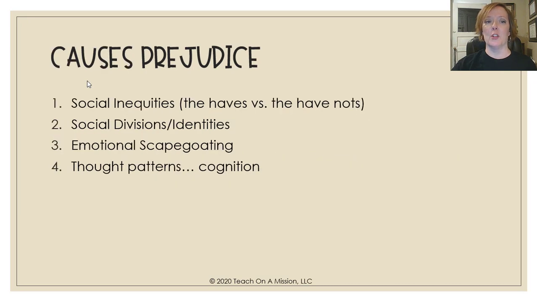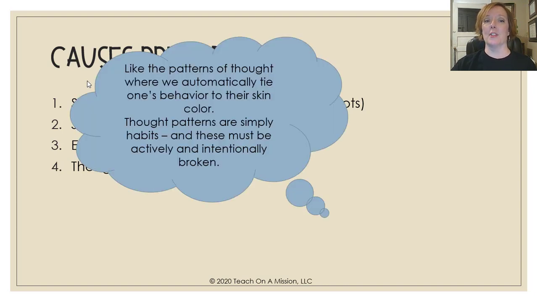Causes of prejudice can include social inequities, the haves versus the have-nots, social divisions and identities, emotional scapegoating, and then thought patterns, or how we experience cognition. Like the patterns of thought where we automatically tie one's behavior to their skin color. Thought patterns are simply habits, and these must be actively and intentionally broken. So this isn't something that just happens. This isn't something that just changes over time. There has to be an active, intentional intervention for these patterns to change.